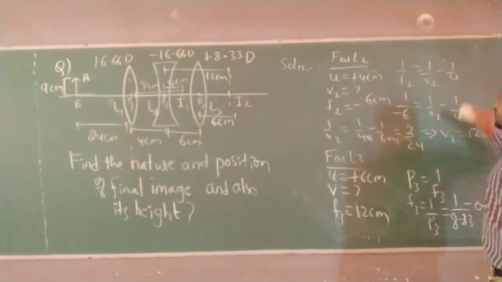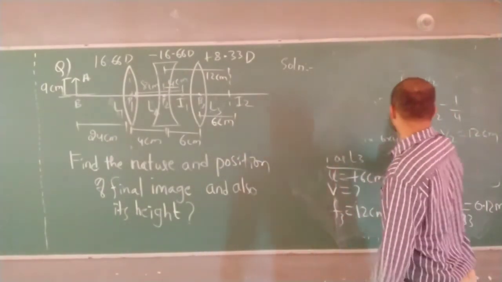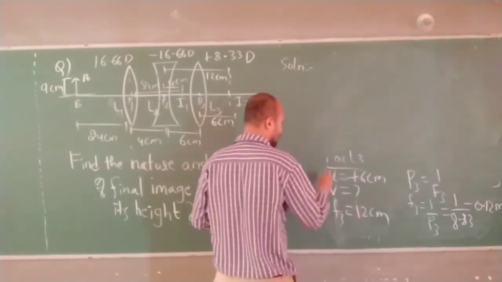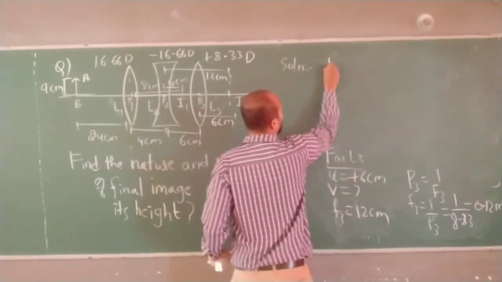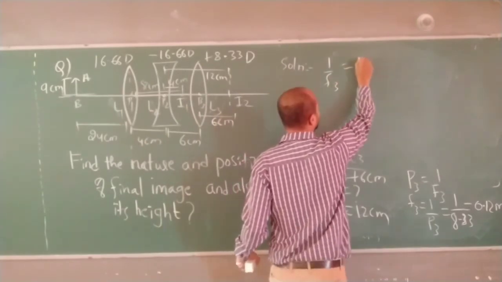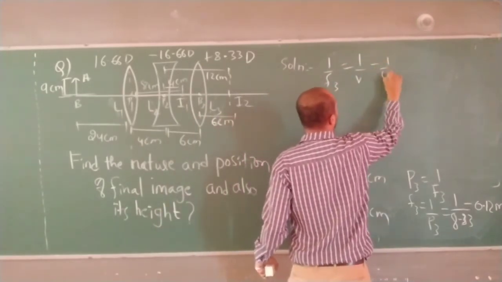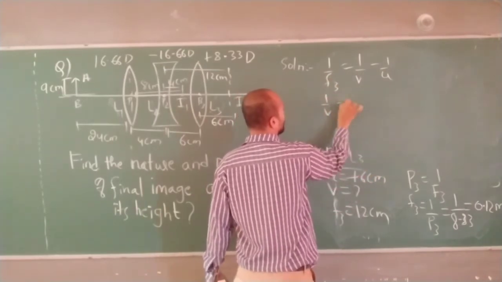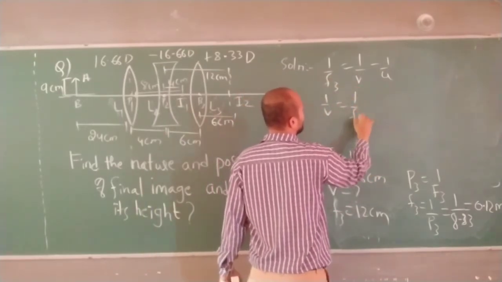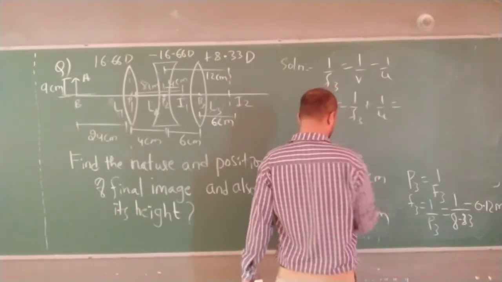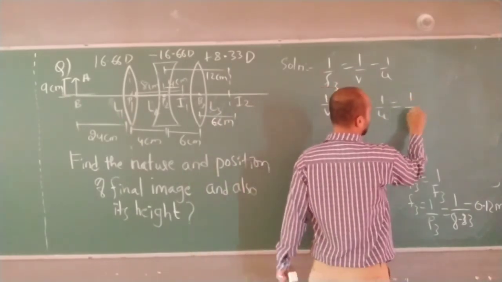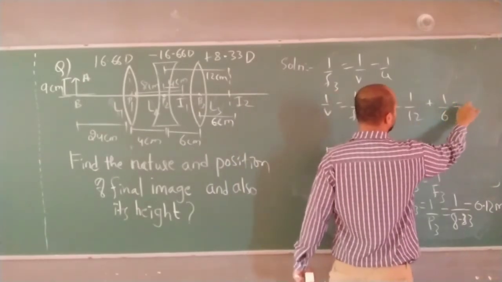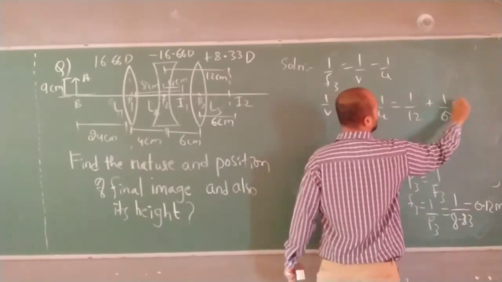So I will apply the lens formula. 1 by F3 is equal to 1 by V minus 1 by U. In this case, U is plus 6 centimeter. 1 by V is equal to 1 by F3 plus 1 by U. F3 is 12 centimeter. 1 by 12 plus 1 by 6 centimeter. So this will become 2 into 2.